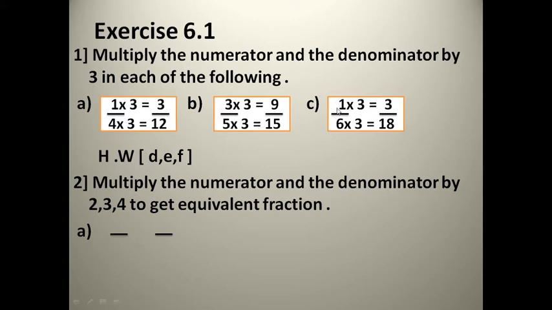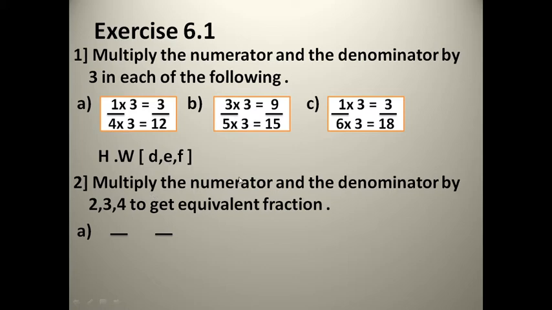Now we have this fraction 1 by 6. So I will multiply by 3. Why do I multiply by 3? Because the question told me to do it like this. So I multiply 1 by 3, it is 3, and 3 times 6 is 18. The homework is D, E, F.